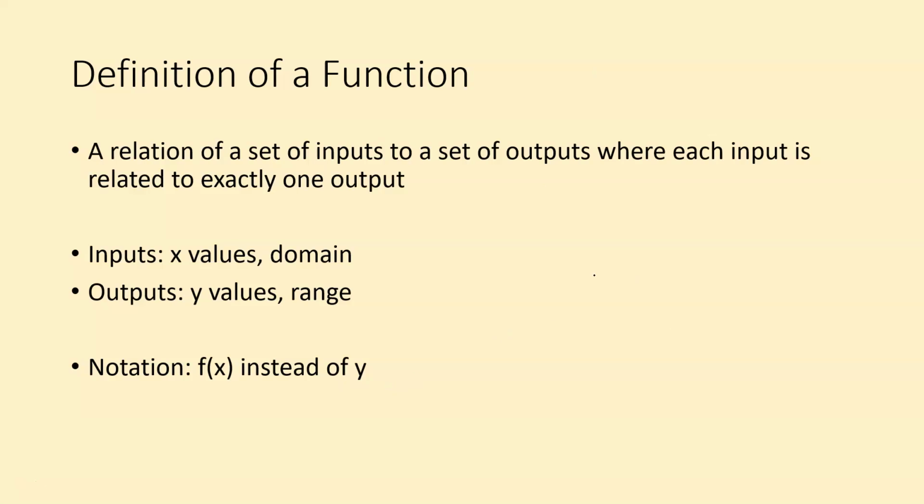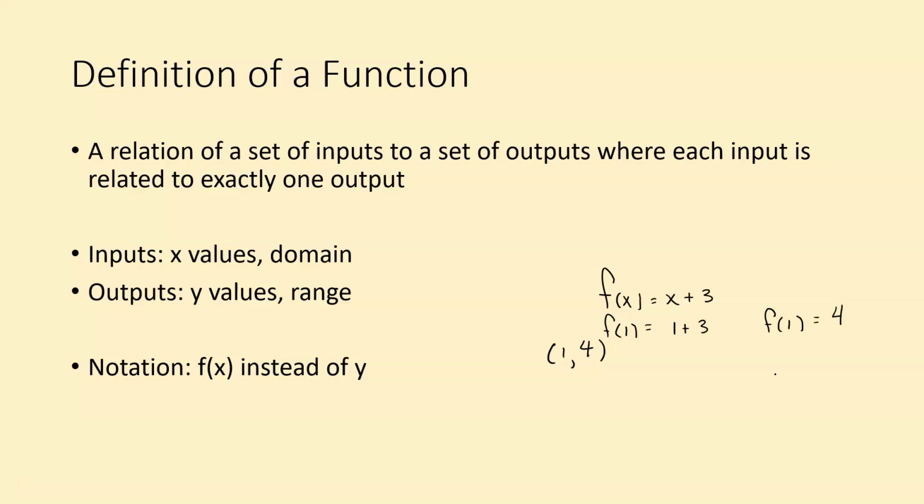So for an example of a function, let's just say my relation is this equation: f of x is x plus 3. Let's say my input is 1. I plug 1 in for x, so that would be f of 1 equals 1 plus 3, and I see that f of 1 equals 4. See how I only got one answer? Each input, in this case 1, is related to exactly one output. My output here is 4.